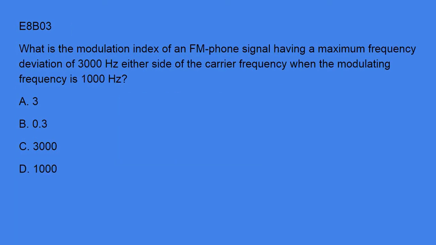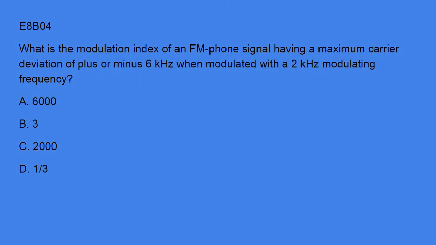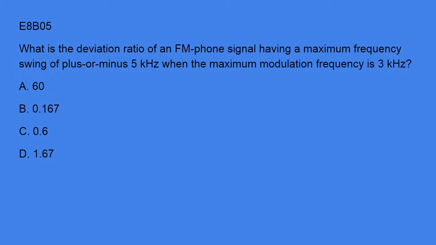E8B03, what is the modulation index of an FM phone signal having a maximum frequency deviation of 3000 Hz either side of the carrier frequency when the modulating frequency is 1000 Hz? Answer is 3. E8B04, what is the modulation index of an FM phone signal having a maximum carrier deviation of plus or minus 6 kHz when modulated with a 2 kHz modulating frequency? That answer is 3.